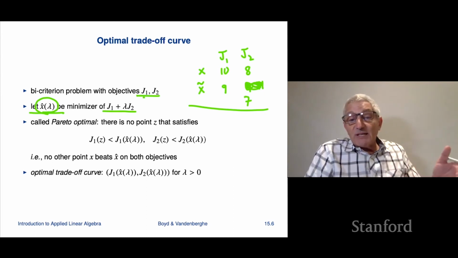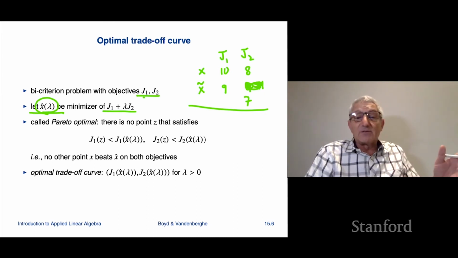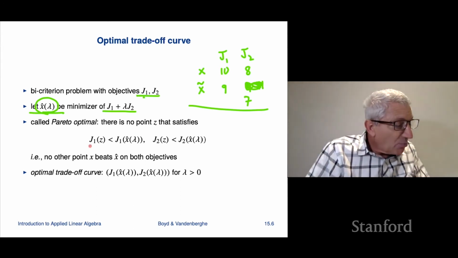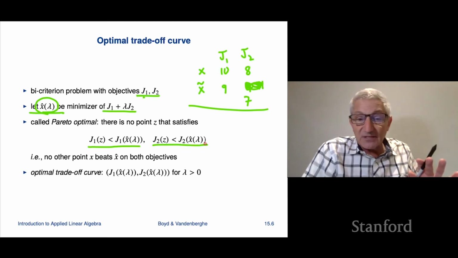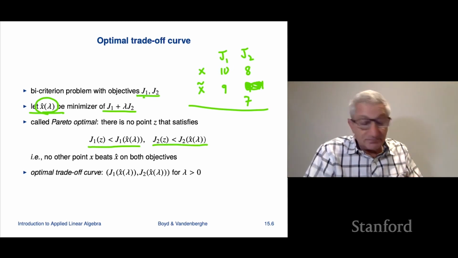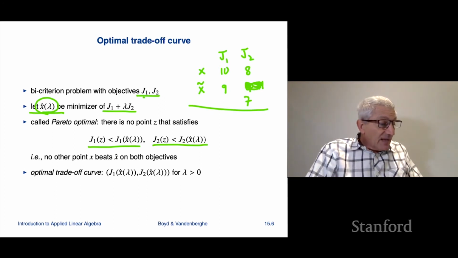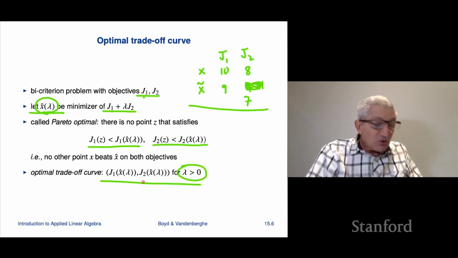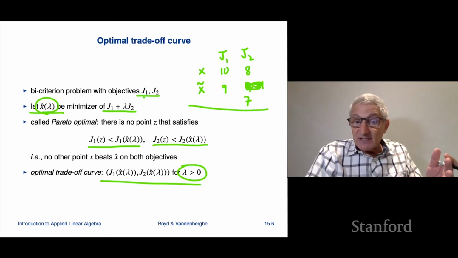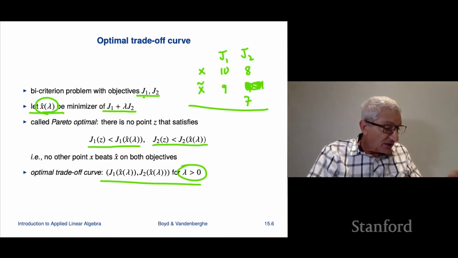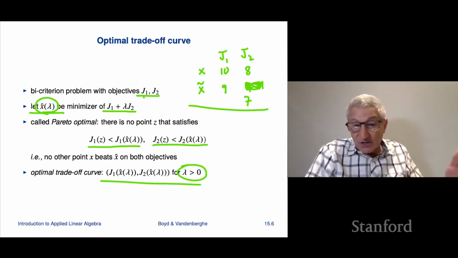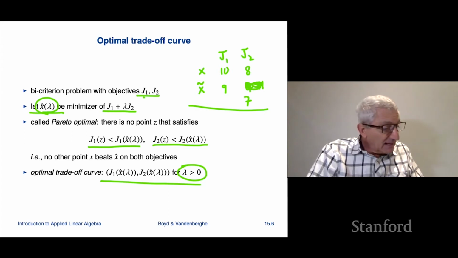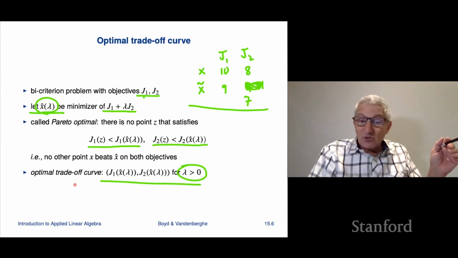And then you'd say a point is Pareto optimal if it is not dominated by any other vector, okay? What that says is, it's Pareto optimal if there's no point z which beats it in both objectives. And beat means smaller value of Ji. Okay, and now when you vary lambda, you're going to get what's called the optimal trade-off curve. You'll get different values of x, and they will have different values of J1 of x, and also J2 of x, and they'll change. But every single one will be Pareto optimal, and this maps out what's called the optimal trade-off curve.